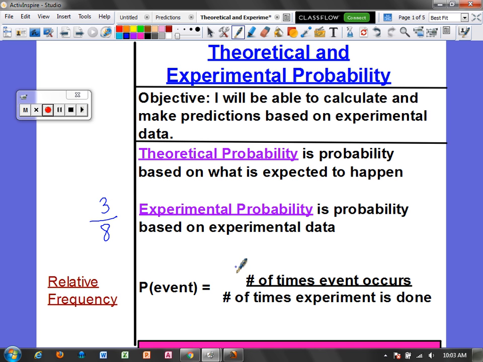And the experimental probability is found by simply writing the number of times the event occurs out of the total number of times the experiment is done. So in this pretend situation, 3 times it landed on tails out of 8 total times the coin was flipped. Now, representing the probability of the experiment is also known as relative frequency.